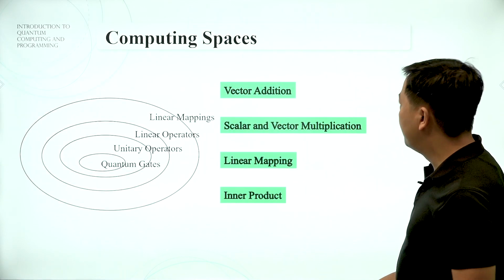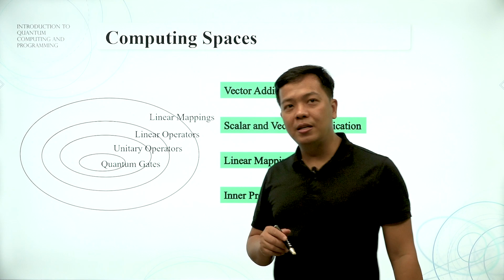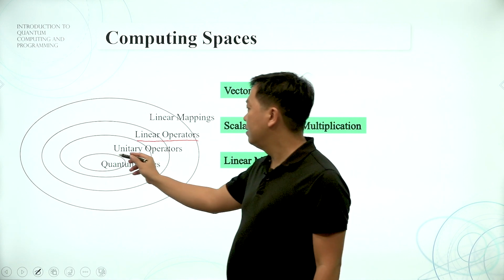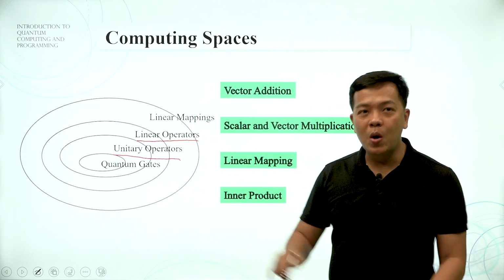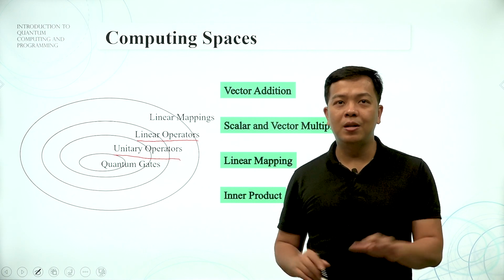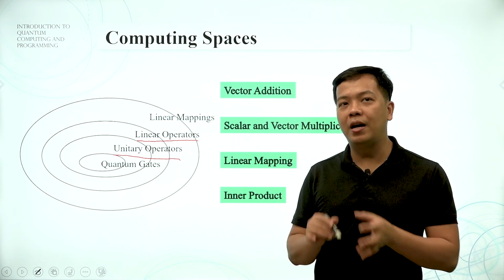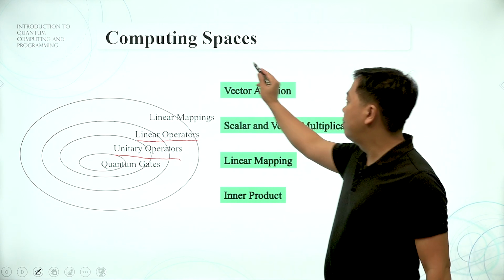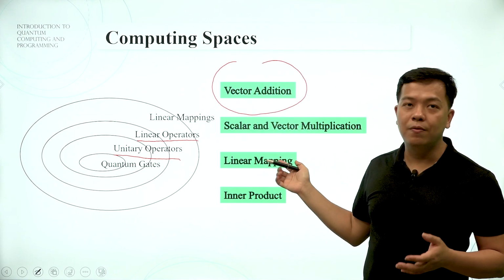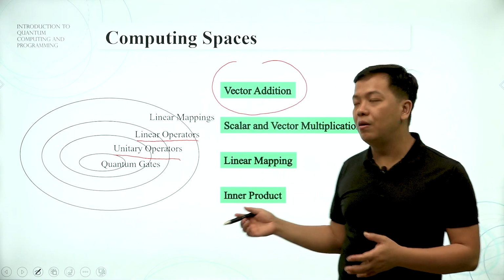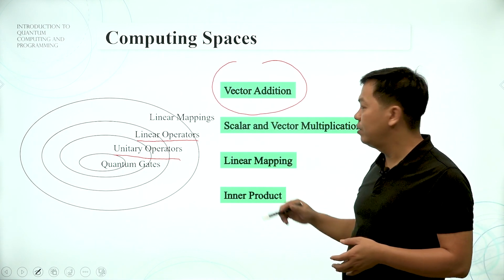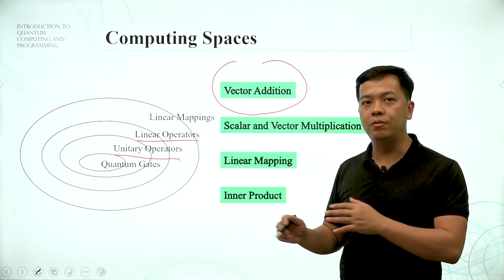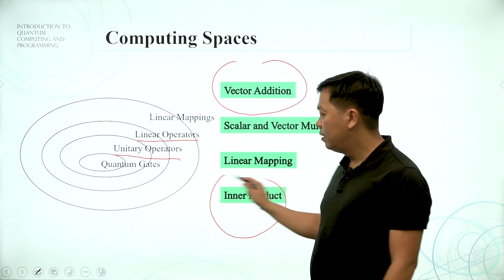In the last lesson we already learned about the linear operator and the unitary operator, but that was only the definition. Today we will learn more about how we can add two vectors by linear operators. We have four functions or computations: vector addition, scalar-vector multiplication, linear mapping, and inner products. This last part is what we cover in this lesson.